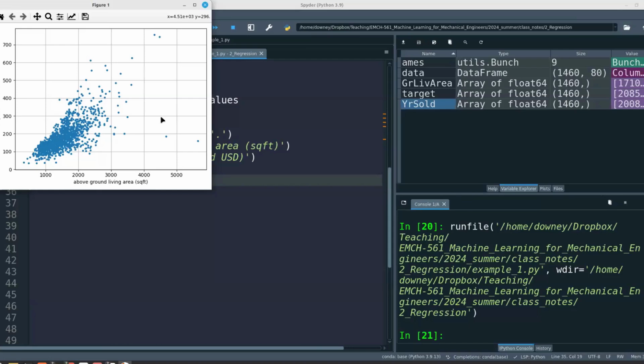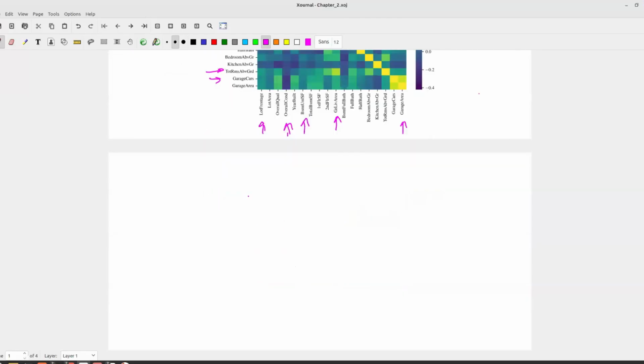All right, so next let's look at, let's say we want to predict the value of a house based on the amount of living area that we have. So to do that, we may want to do this.